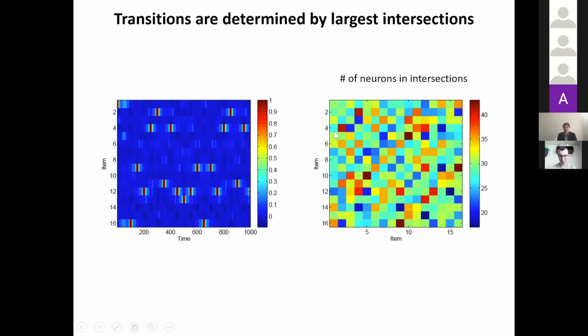If you count how many neurons are in the overlap between these attractors, you have this matrix of overlaps or intersections. It turns out that almost all of the transitions happen to the attractors with the largest overlap to the current one. If you look at attractor one and the intersections of this attractor with all other attractors, the largest one will be with attractor 16. So the transition will be to attractor number 16.